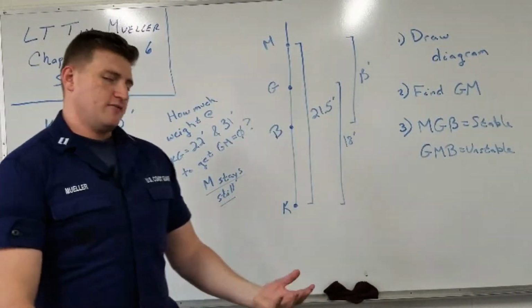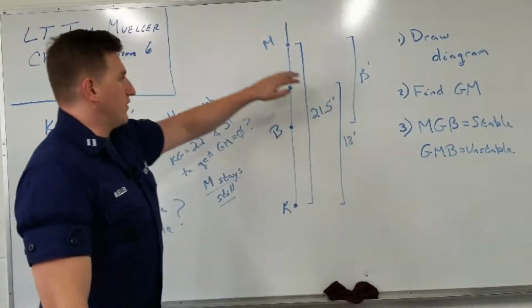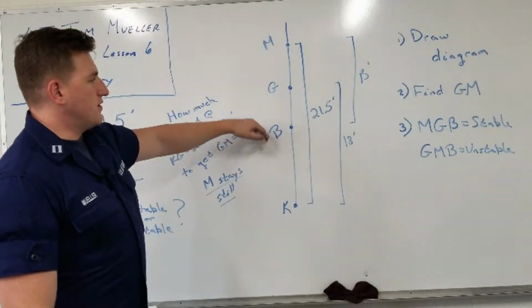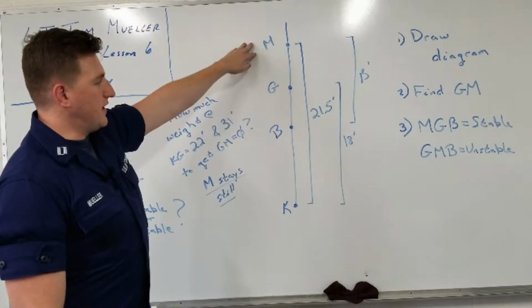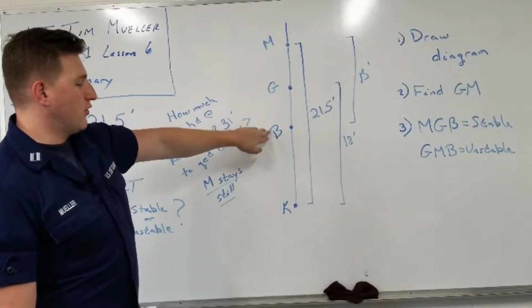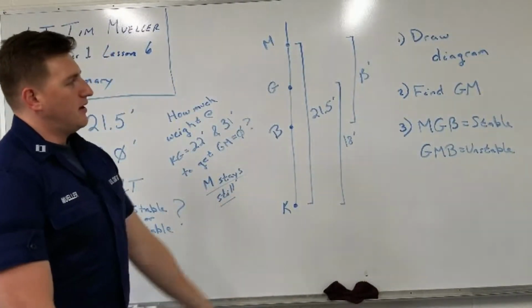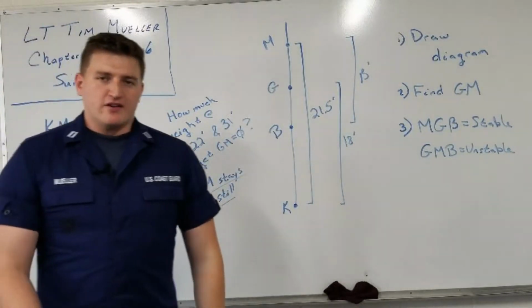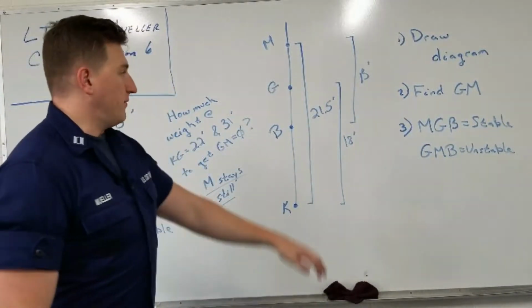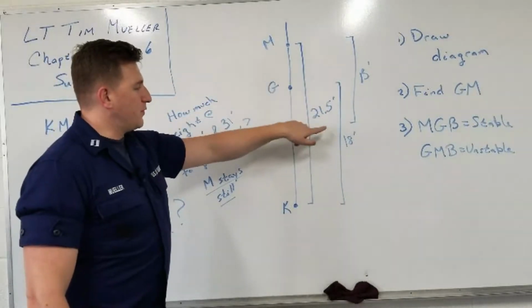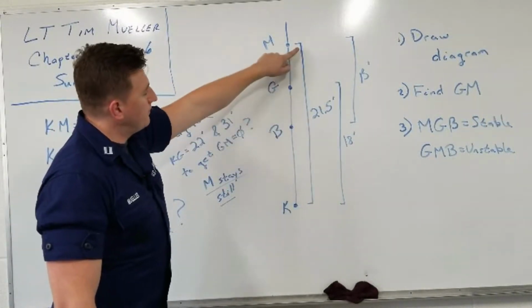So we're going to assume that we're stable at first. So we're going to make good boats. Good stability makes good boats. Top down: metacenter, center of gravity, center of buoyancy. Then the keel is all the way at the bottom. The first piece of information we have is from keel to metacenter is 21.5 feet. So K to M, 21.5 feet, right here.